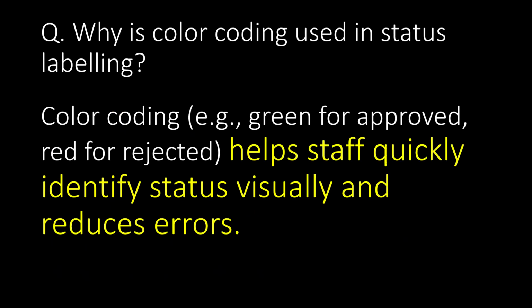Very important question, why is color coding used in status labeling? Color coding, for example, green for approved, red for rejected, helps staff quickly identify status visually and reduces error.